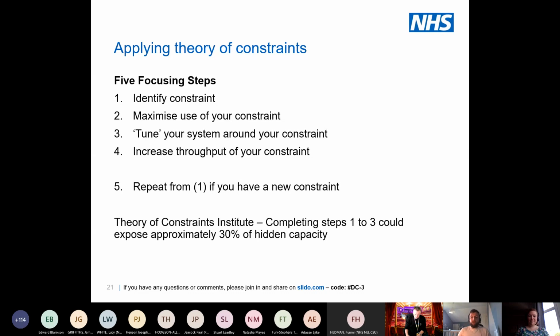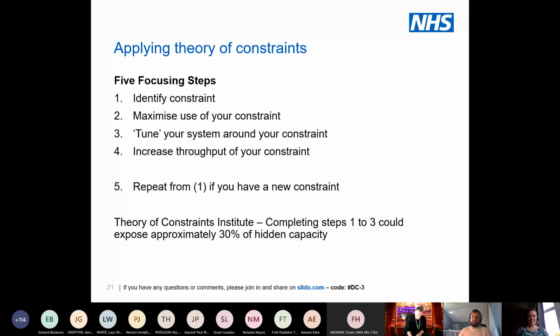Tune your system around your constraint is the third step, and what we essentially are talking about there is, can you do stuff either side of that constraint to make sure that you're maximizing the use of that constraint? So can you stop pushing so much into it? Is there a different pathway that the patients could take? Is there something else that you could do so that you're not pushing as much work into that constraint?